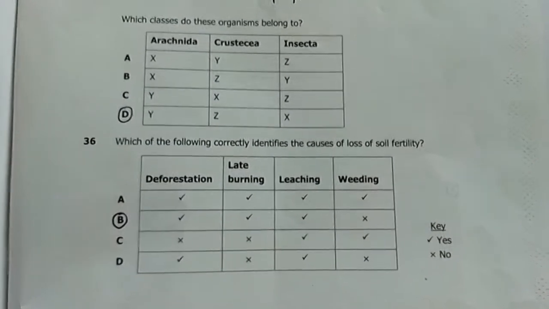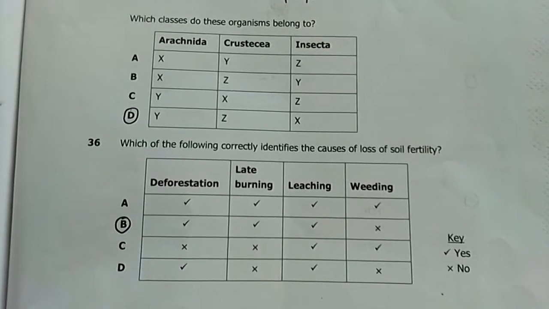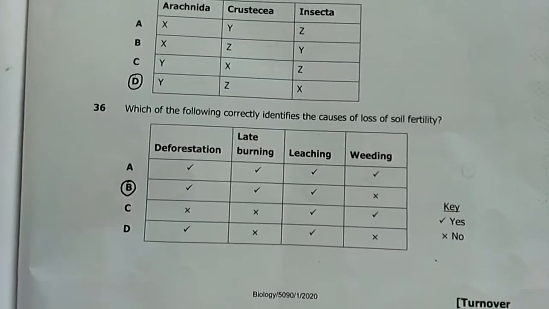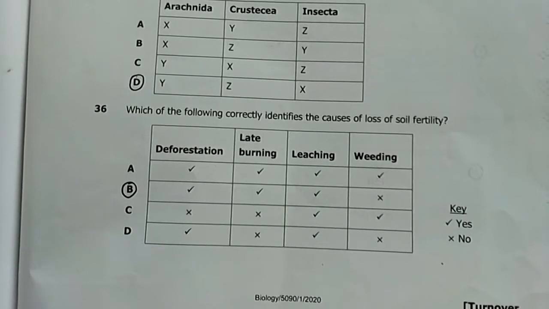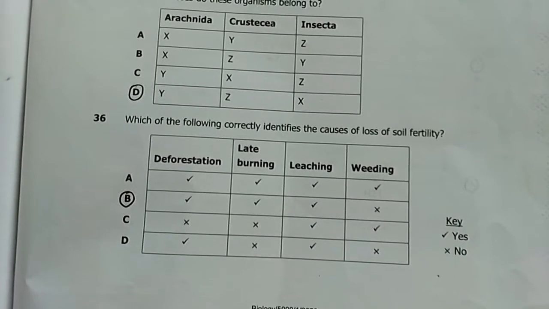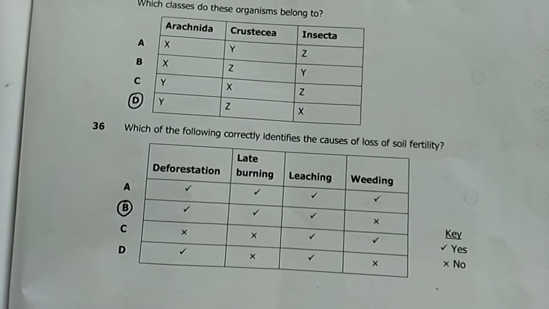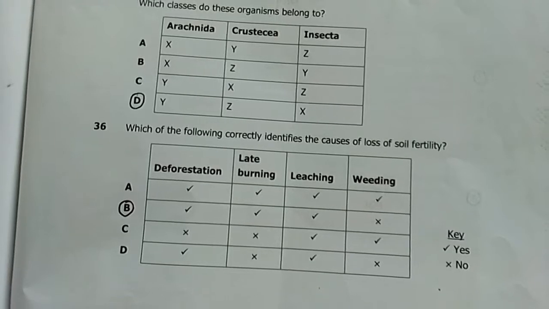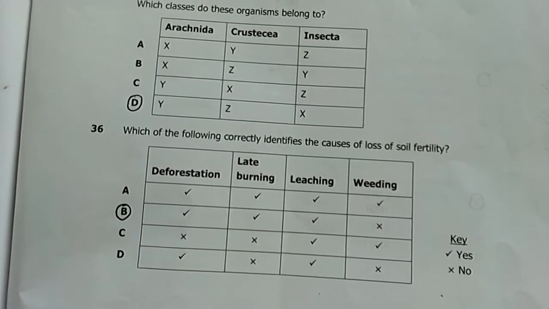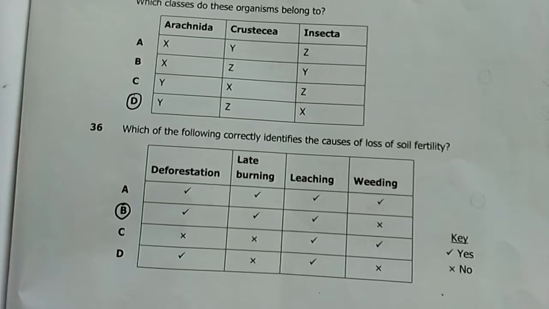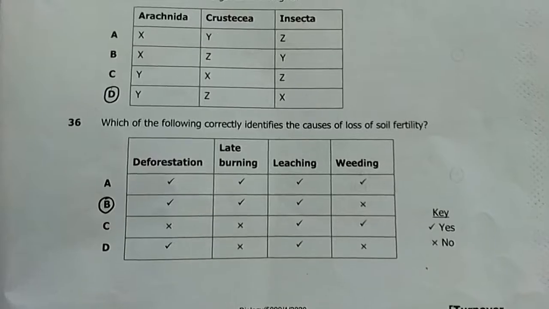So question 36. Which of the following correctly identifies the causes of loss of soil fertility? Deforestation, yes. Late burning, yes. Leaching, yes. Weeding, not really, because when you weed, you don't really throw away those things you have weeded. Usually you allow them to decompose. So my best answer there is B.